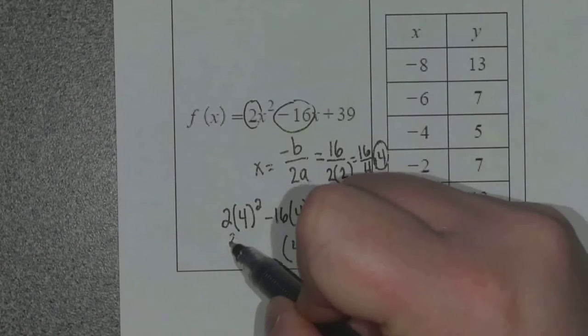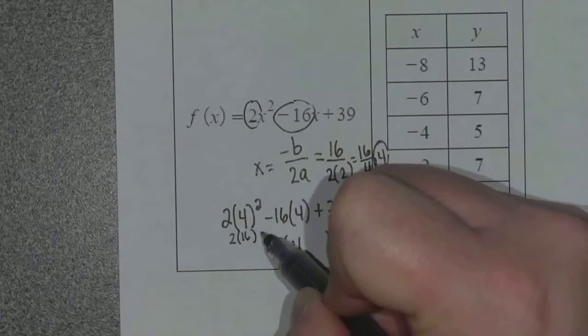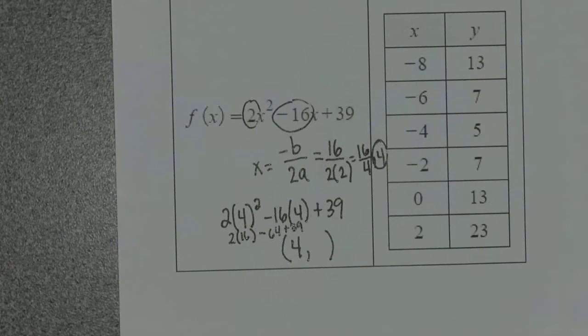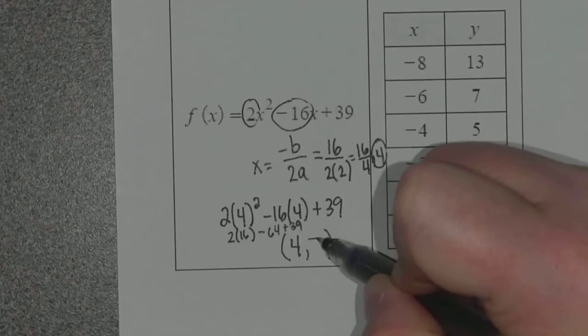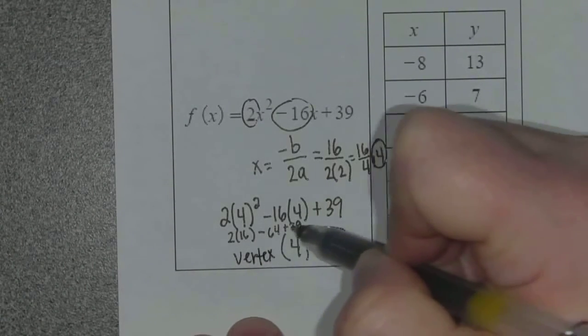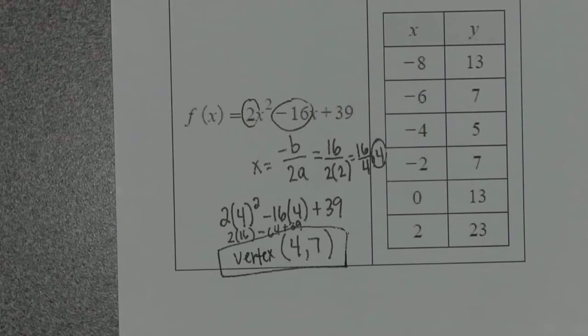So this would be 2 times 16 minus 64 plus 39. But your calculator will do all that work from the very beginning if you punch it in exactly the way I have it written. 7. It is 7. Nice job. So this is my vertex point. Okay, my vertex point is 4, 7 on this.